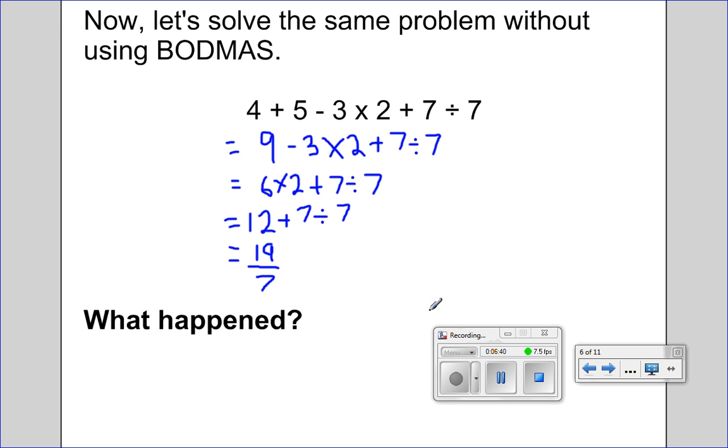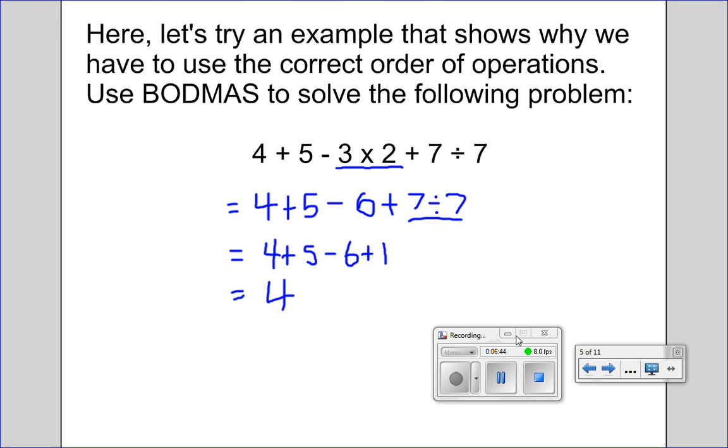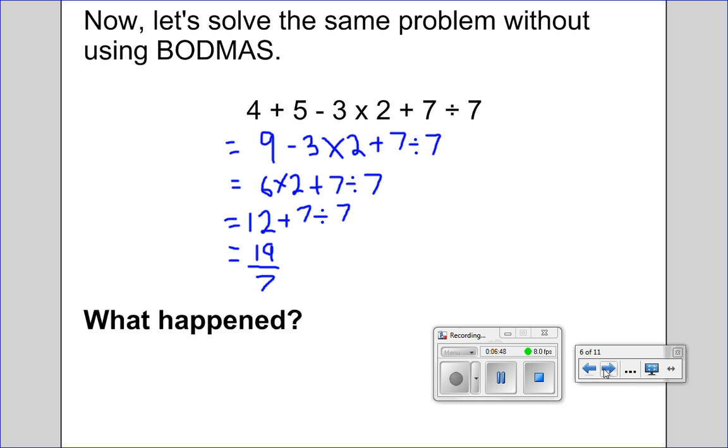And just flicking back to the last page, my correct answer was 4. Okay, 19 over 7 is not the same as 4. So as you can see, if you don't follow BODMAS correctly, you're going to end up with a completely inaccurate answer.